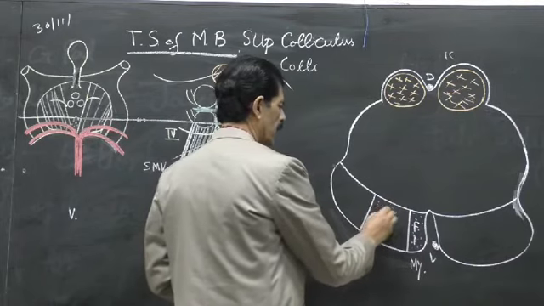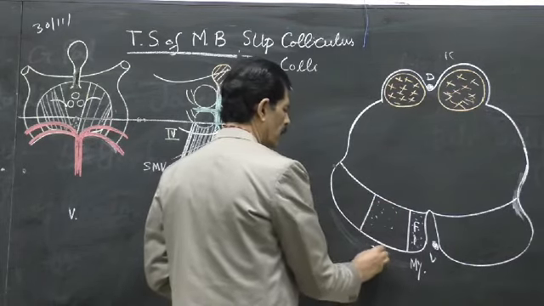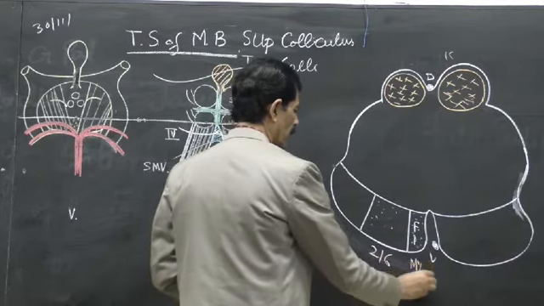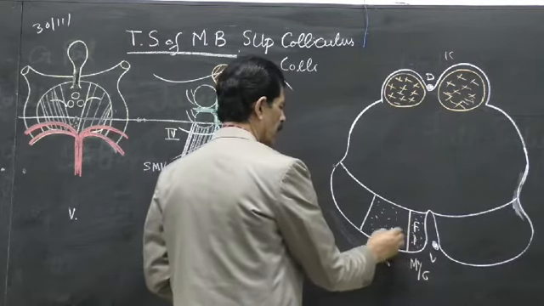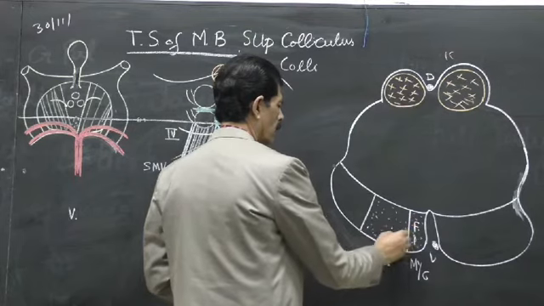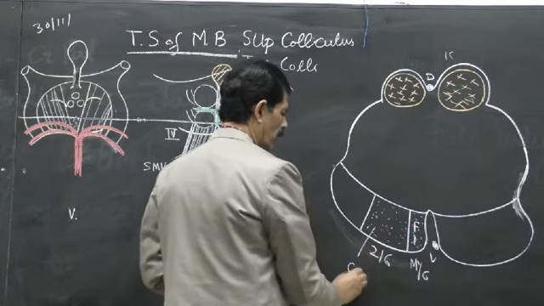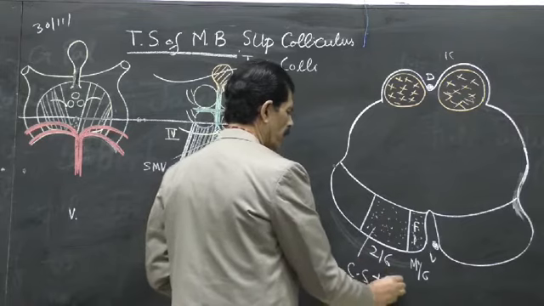Then in the middle two-sixths are the corticospinal and corticonuclear fibers.